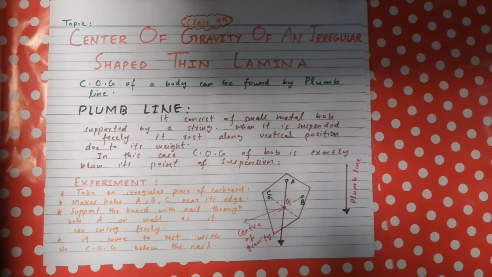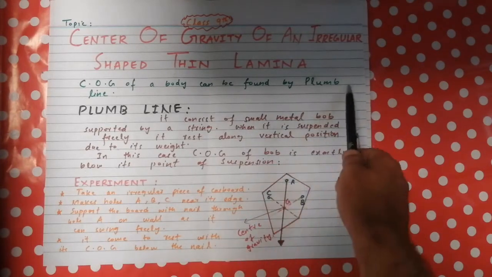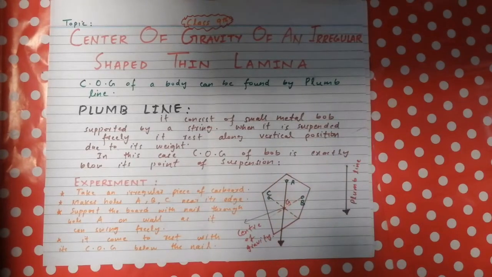In the previous lecture we discussed the center of mass and center of gravity, and we saw the center of gravity of different geometrical shapes. In this lecture we are going to calculate the center of gravity of an irregular shaped object, an irregular shaped thin lamina or irregular shaped cardboard.